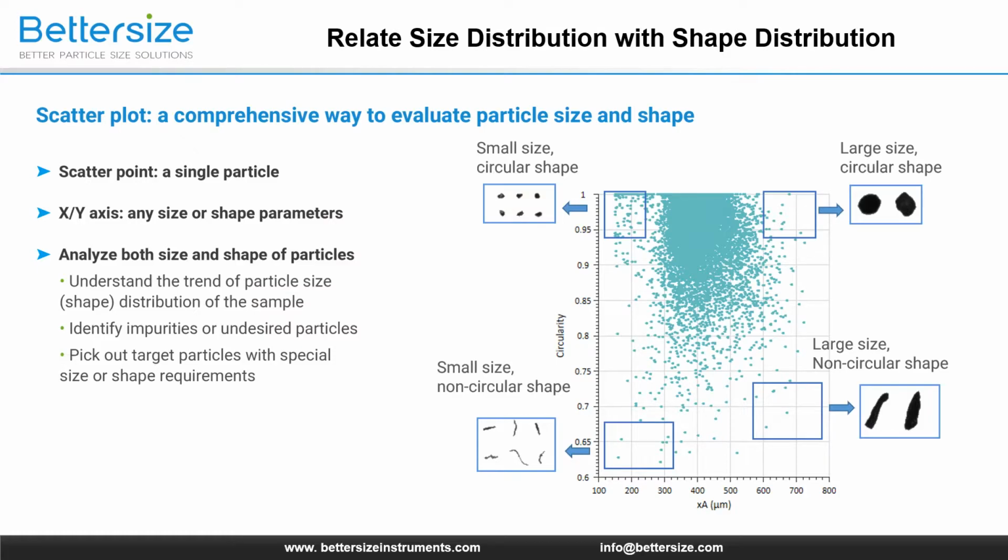For example, a size circularity scatter plot here can help us find those particles with large size and circular shape, or particles with smaller size and non-circular shape. The scatter plot also helps us understand the chain of particle size or shape distribution of the sample and identify impurities or undesired particles.